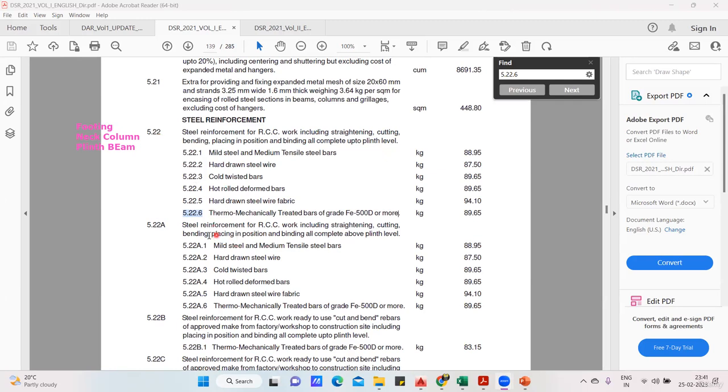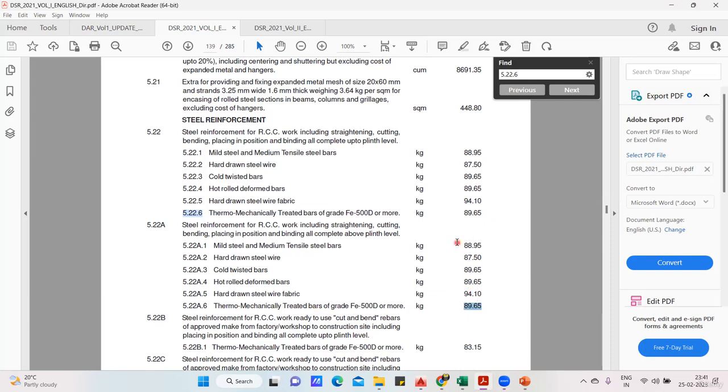After that, whatever comes, that is steel reinforcement for RCC work, cutting, binding, all complete above the plinth level, we'll consider that in 5.22.8. That is how you're supposed to do. But there is no difference in the rate, because for TMT bar of FE500 per kg they'll charge 89.65 rupees. In the same way, thermomechanical treated above plinth level is also 89.65. So there is no difference in the rate.